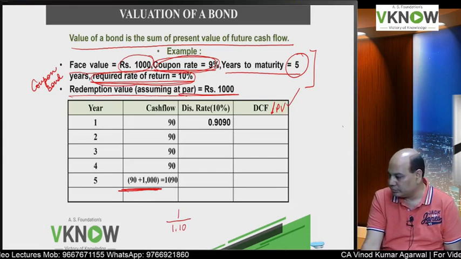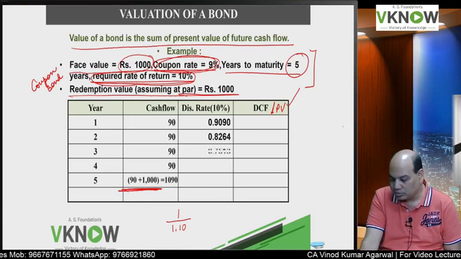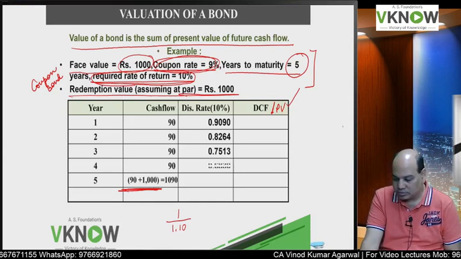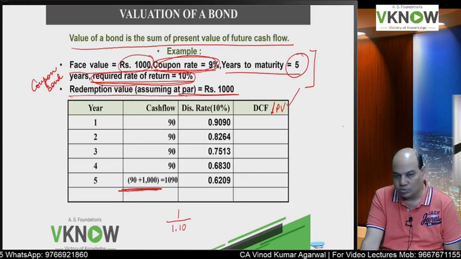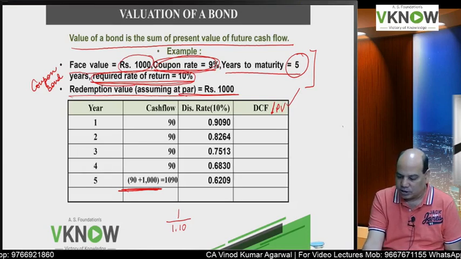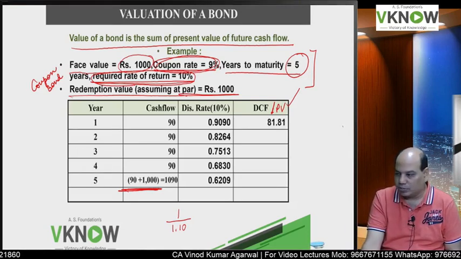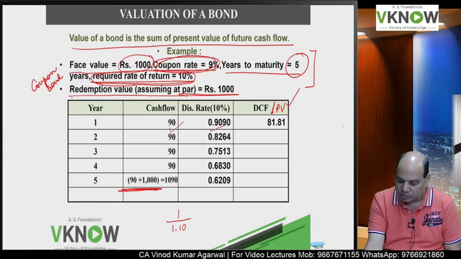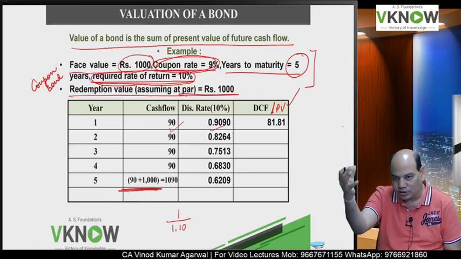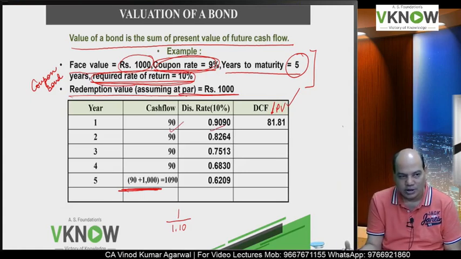Then again press equal to, 0.8264, press equal to 0.7513, press equal to 0.6830, and again press equal to 0.6209. Okay, now just multiply and add. So tell me first number: 81.81, memory plus, multiply equal to memory plus, so that total will automatically come in the end.